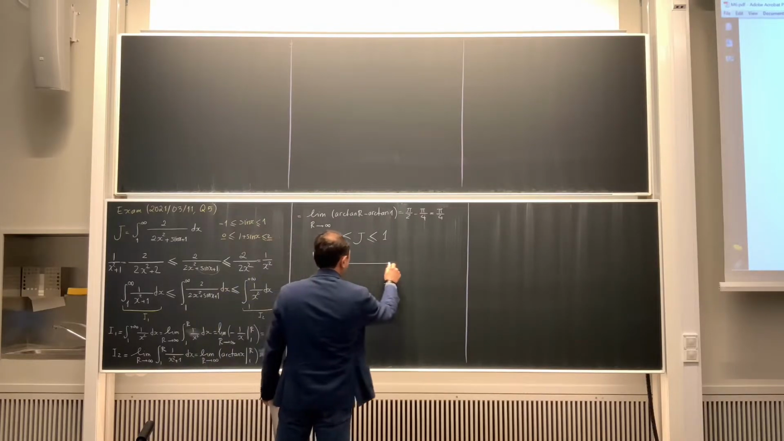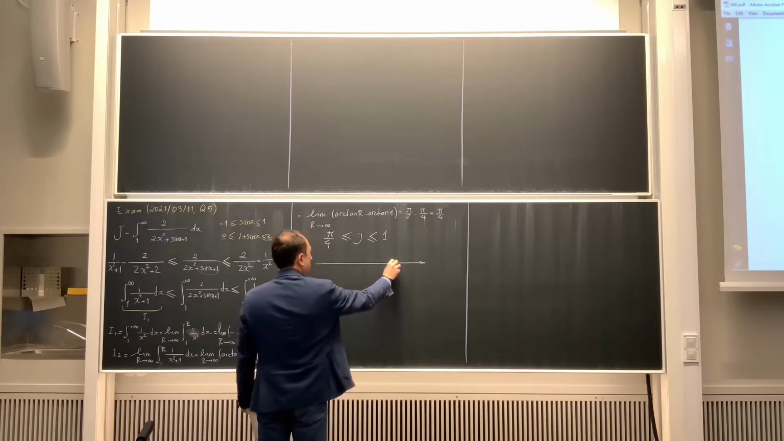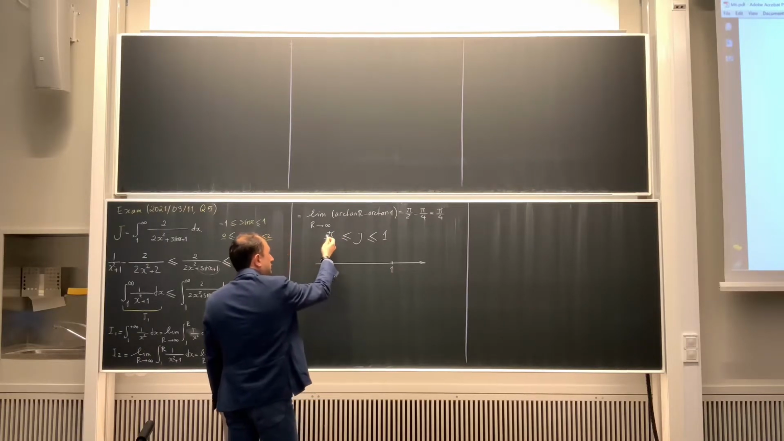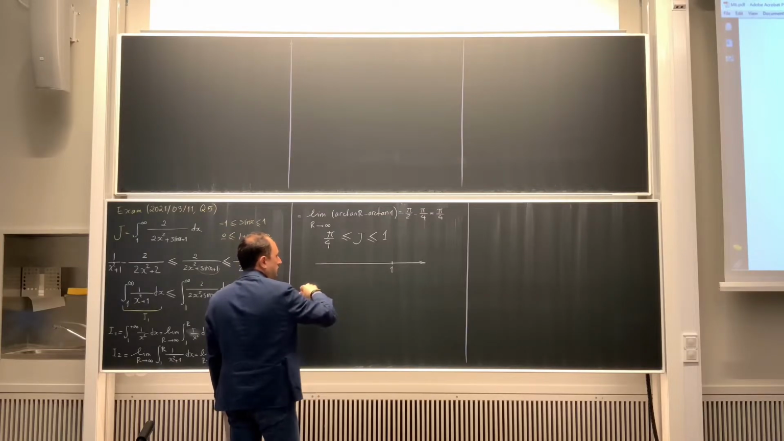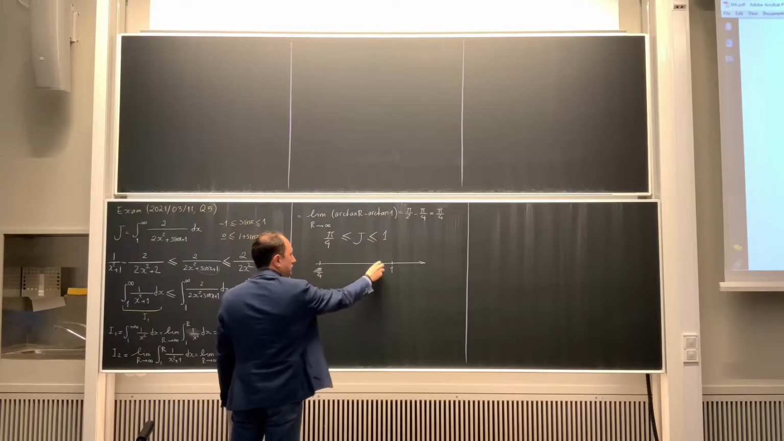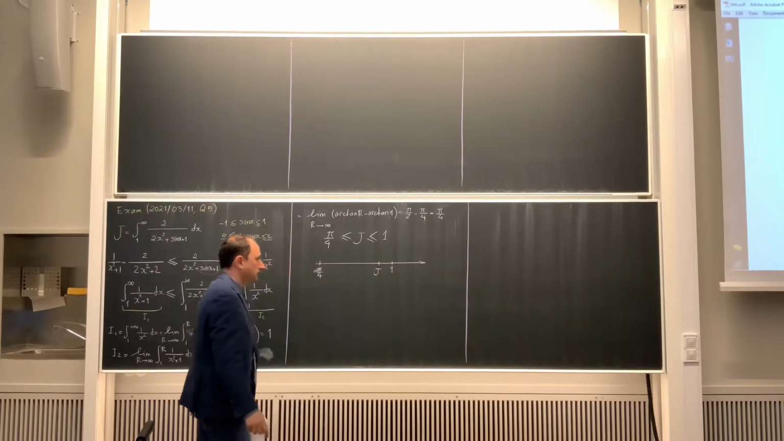So assume that this is the real axis. So 1 is here. Pi over 4 is how much? It is 3.14 approximately divided by 4, so it is definitely smaller than 1. So let me write pi over 4 here. I'm exaggerating a little bit here. I know j is somewhere here. For example, assume that j is here.